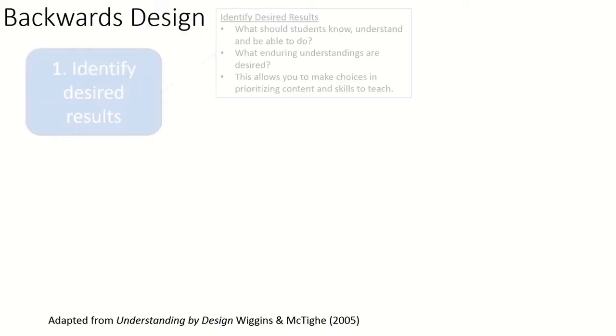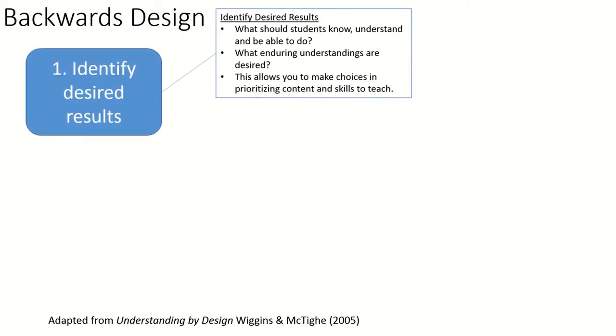So let's talk about backwards design here. We start by identifying our desired results. What do we want students to know, understand, be able to do? What are the enduring understandings? So what are they going to take with them? What really is going to last? What do we really want to focus on? And then we can prioritize based on that with the limited time you always have in a class.